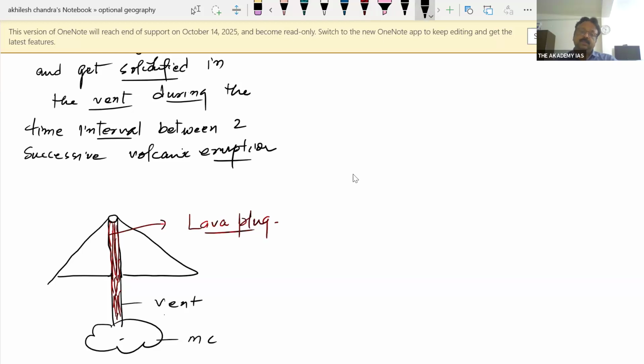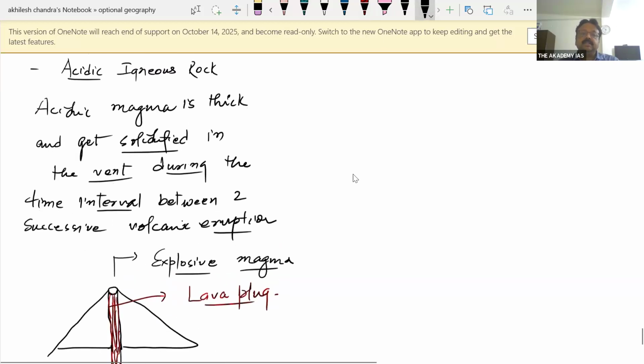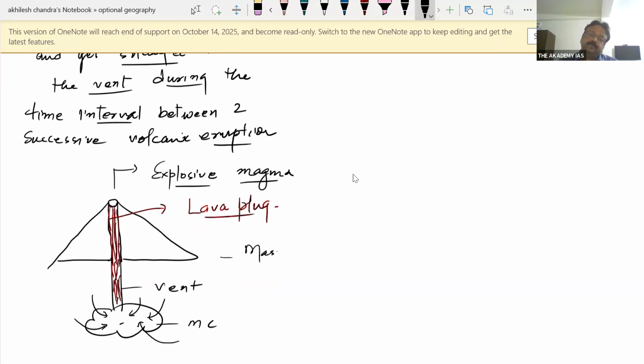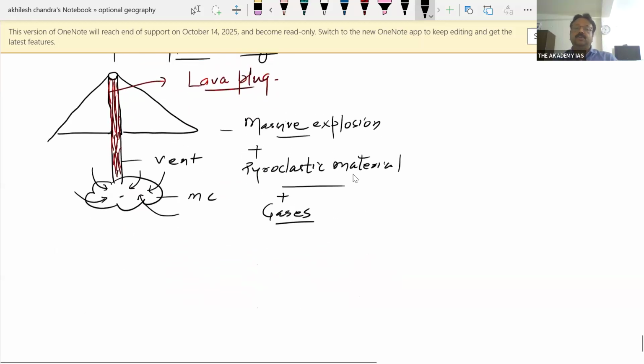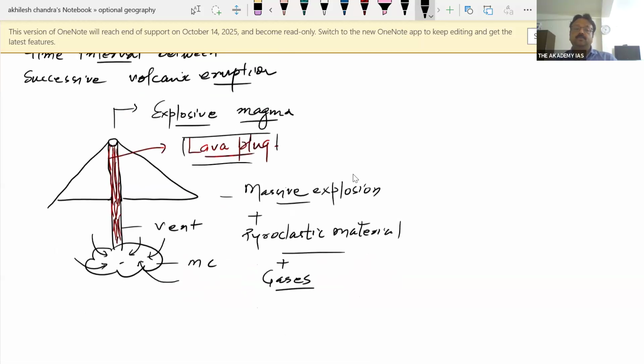So the next explosion requires more pressure built up inside, more magma, and that's why it is explosive in nature. When such an explosion takes place, you will get a huge amount of magma as well as pyroclastic material. So this acidic magma is associated with massive explosion, along with pyroclastic material and a lot of gases. In general, this magma comes out with explosion because it is thick, solidifies in the vent and plugs it, so more and more pressure builds up inside the magma chamber, and the next explosion is going to be catastrophic.